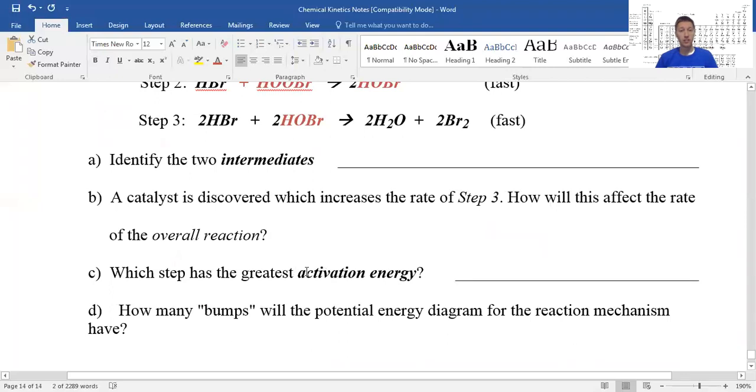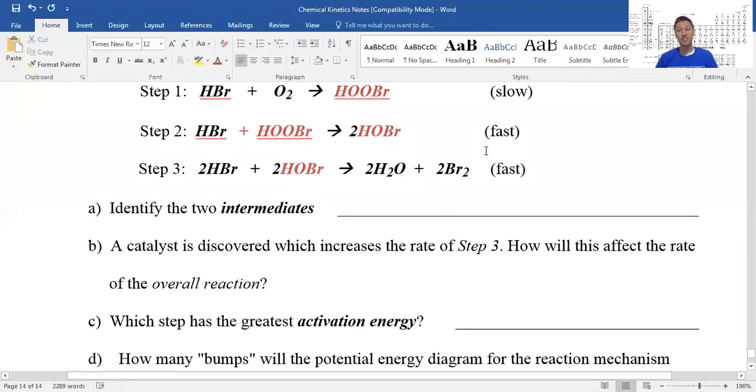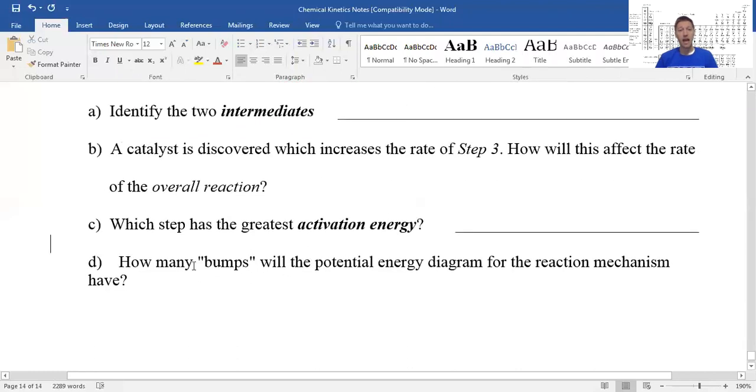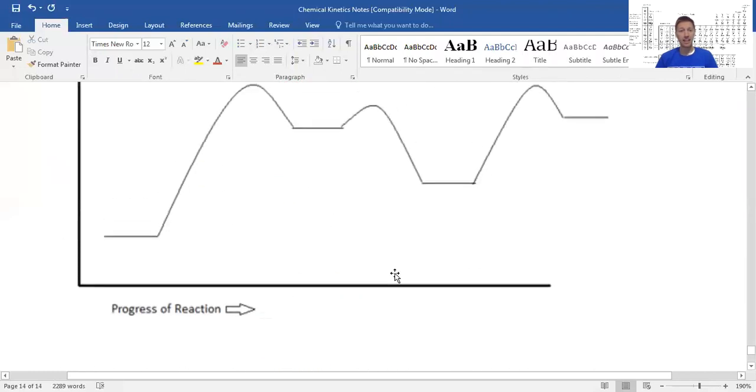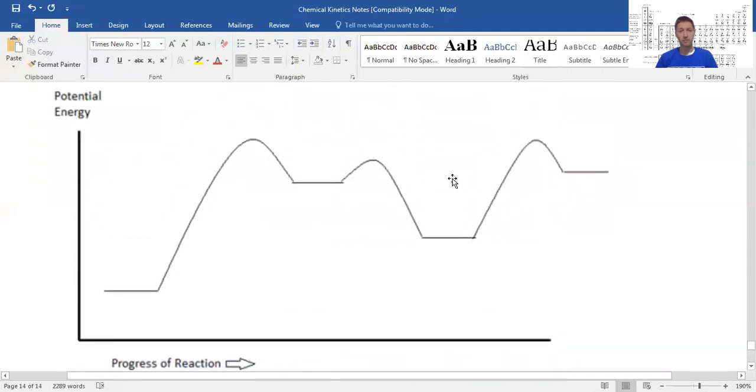Which step has the greatest activation energy? The slow step, step 1. Step 1 is going to have the biggest activation energy. It's the hardest to get over. How many bumps on the diagram? As mentioned, we have 3 steps. Each step gets a bump. Step 1, step 2, step 3.